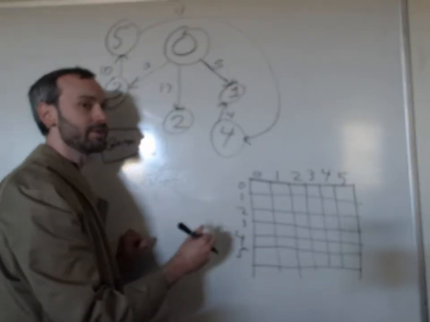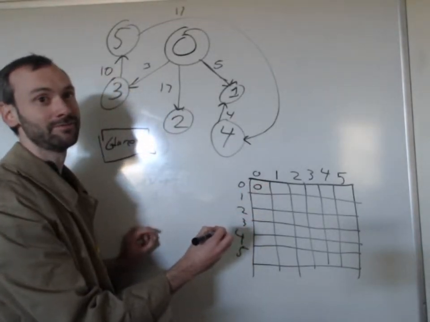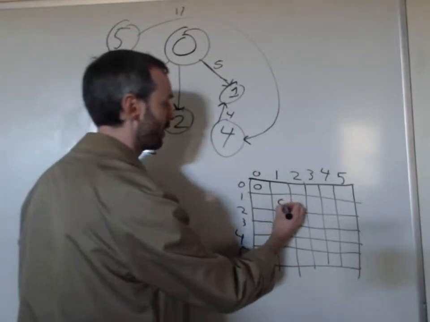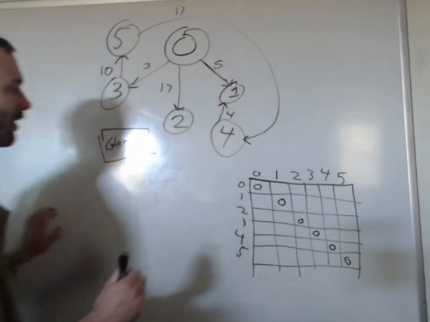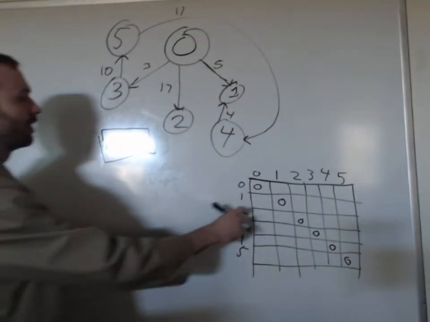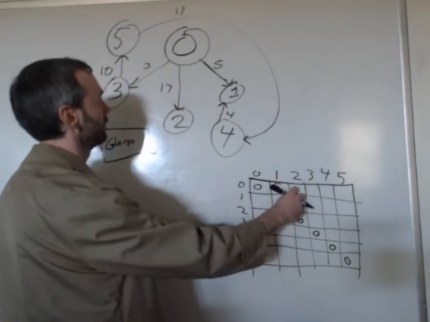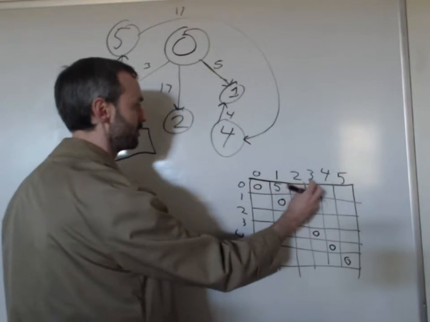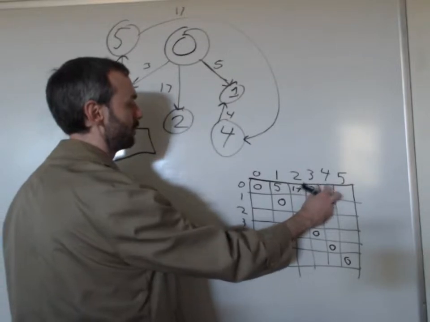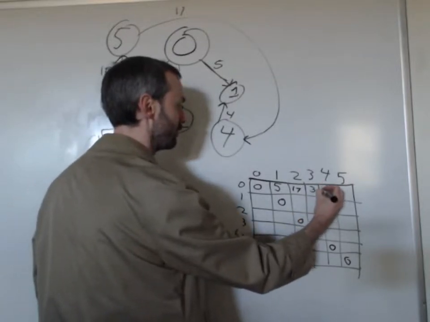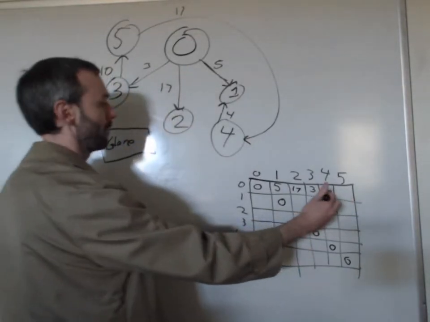So, how about the cost from 0 to 0 is 0. What else can we fill out that's going to be 0? It's the same, all the way down. Obviously these are all zeros. How about 0 to 1? 5. 0 to 2? 17. 0 to 3? 3. 0 to 4? Infinite. We usually use the infinity symbol to signify no connection, or infinite or -1. 0 to 5?